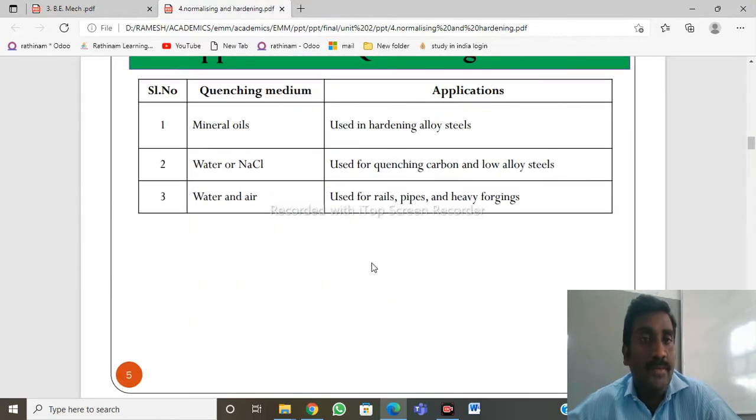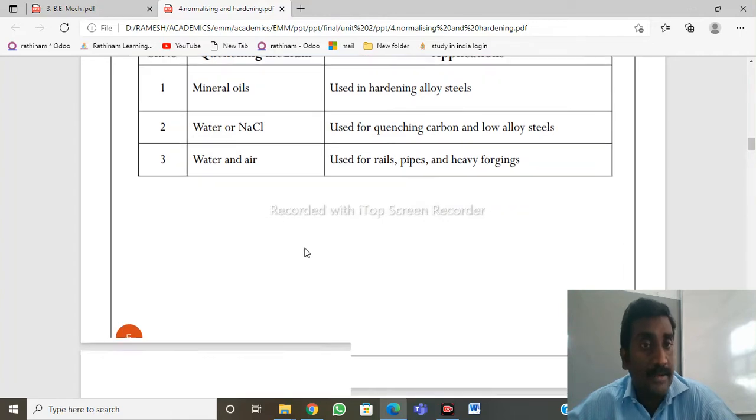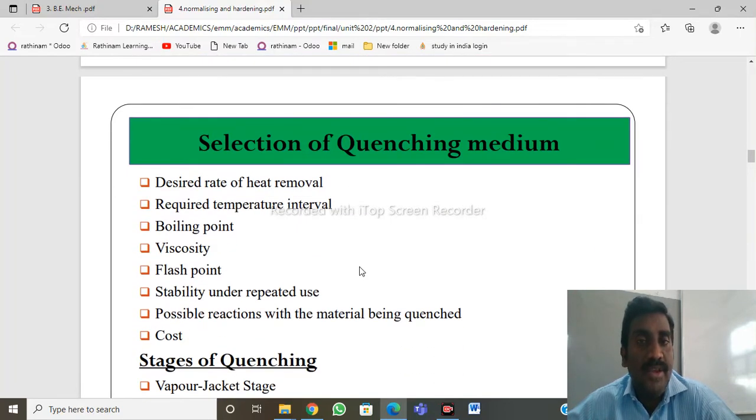Applications of quenching media. Mineral oils are used for hardening alloy steels. For quenching carbon and low carbon alloy steels, like medium carbon and low carbon alloy steels, we use water or NaCl. For rails, pipes and heavy forgings, we use water and air. These are the quenching media that we normally use.